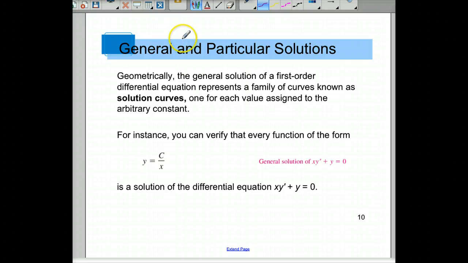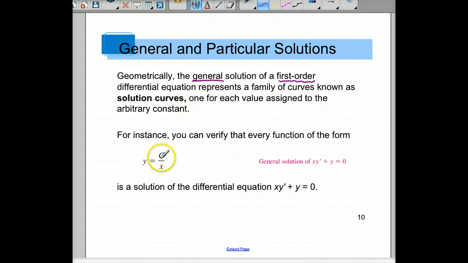General and particular solutions. Geometrically, the general solution of a first-order differential equation, first order meaning it has one derivative, like the first derivative in it, represents a whole family of curves. Those are all called the solution curves. So the general solution is like those equations with C in them. There's a whole bunch of C values we could choose, and when you graph them, they create curves, one for each value assigned to the arbitrary constant.